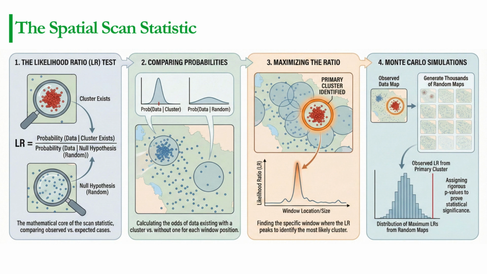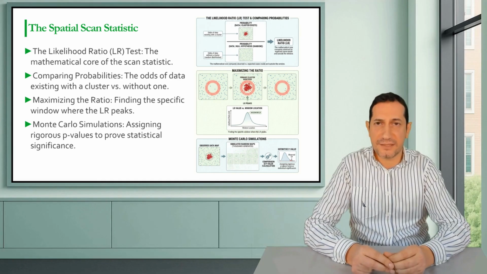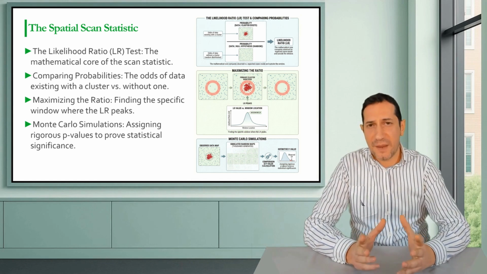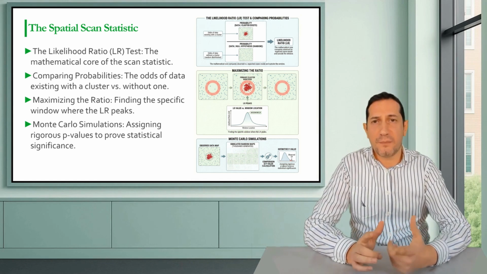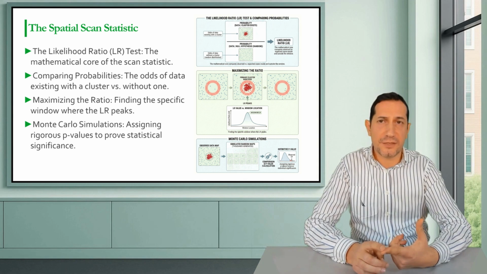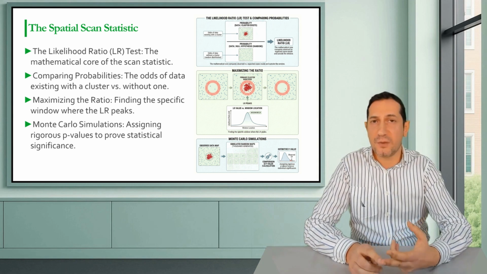Because many overlapping windows are tested, standard p-values are not suitable. Instead, the software uses Monte Carlo simulation. It generates thousands of random disease maps and compares them with the observed pattern to estimate a final p-value.